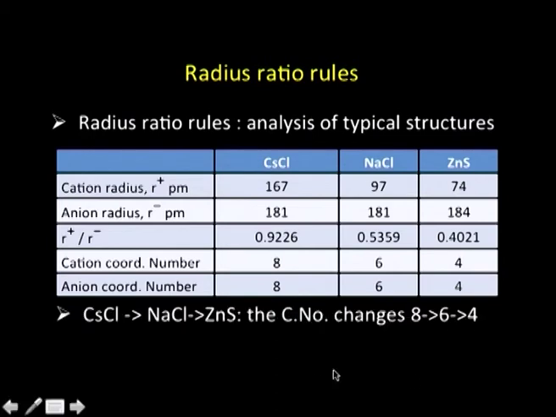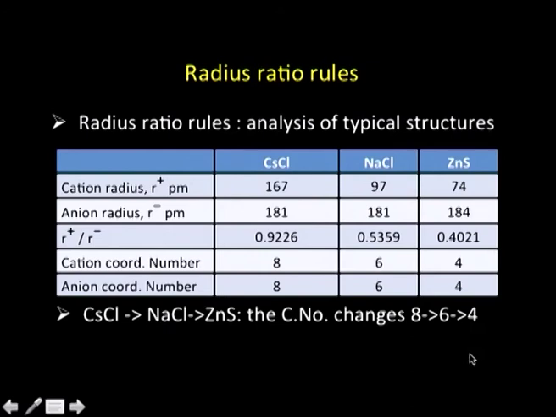Now, what you find is that as we move from cesium chloride to sodium chloride to zinc sulphide, the coordination number changes from 8 to 6 to 4. Why so? Because if we compare here, we find that the anion is roughly of the same size: 181, 181, 184, roughly comparable to each other, whereas the cation is becoming smaller and smaller. Since cesium is much larger, we can have 8 chloride ions around it.